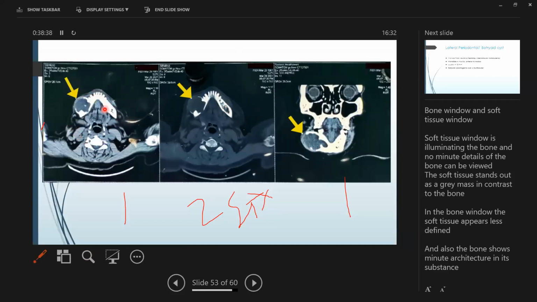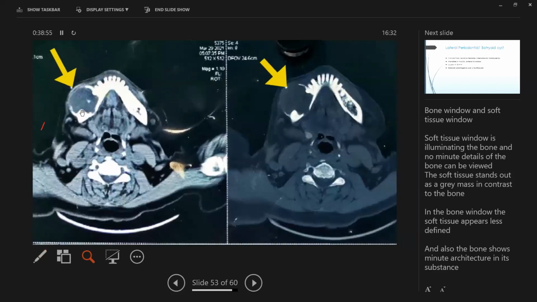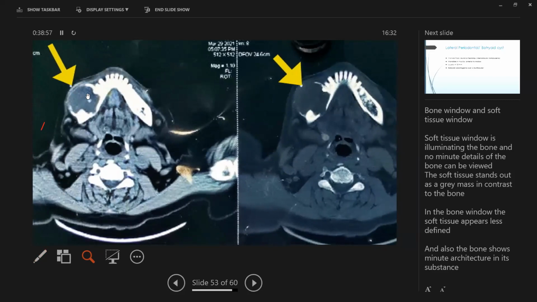But this, where you cannot see any details of the bone, is most likely a soft tissue window. And you can see how the soft tissue appears highlighted when compared to this one. Basically I brought this to show you what a soft tissue and a bony window are. Just because this is a soft tissue cyst, a salivary gland cyst, it has a capsule that's well captured.